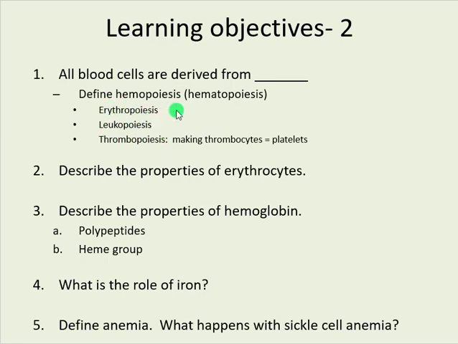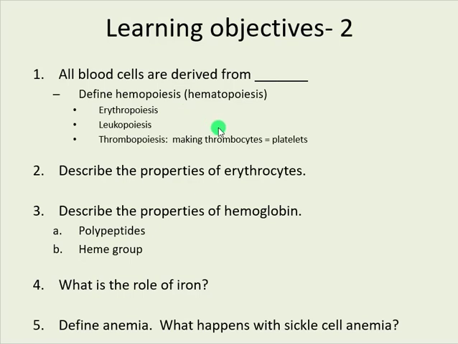And so erythropoiesis is a fancy name for making red blood cells. Leukopoiesis is a fancy name for making white blood cells, the immune cells. And then thrombopoiesis is a fancy name for the process of making platelets. Now, platelets go by another name, and that other name is thrombocytes, which is why that term thrombopoiesis is there. Okay, so these are just names for the process of creating these cells in your body.